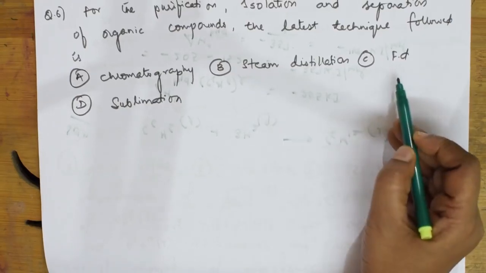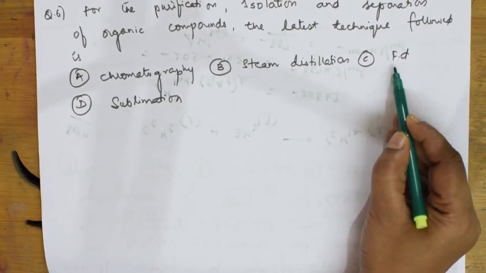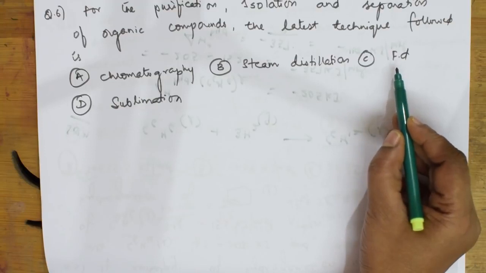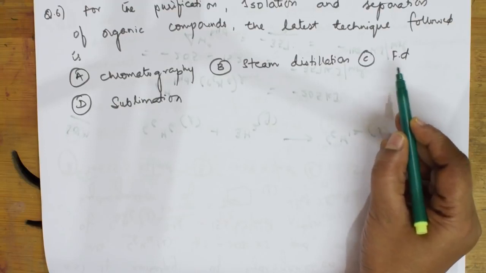Now when it comes to fractional distillation, what do we do? This is basically a separation technique. We are going to separate liquid mixtures into fractions. On what basis? Based on the difference in boiling point, I am going to separate those.